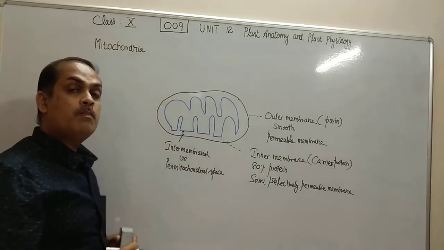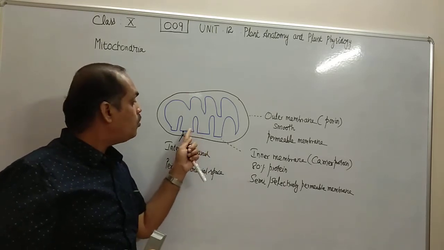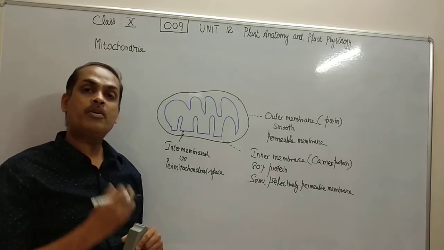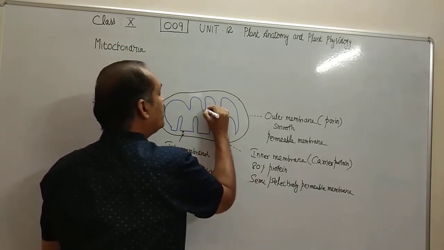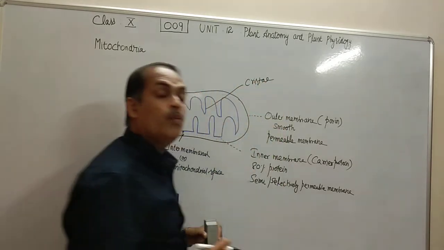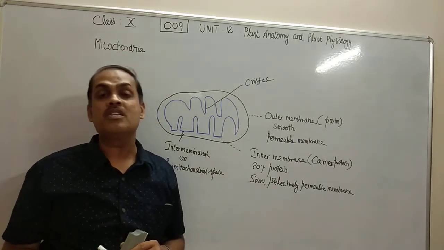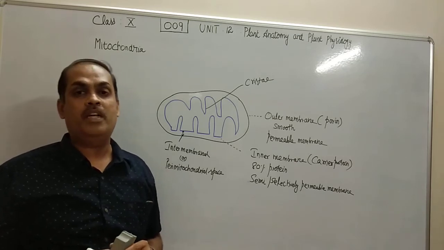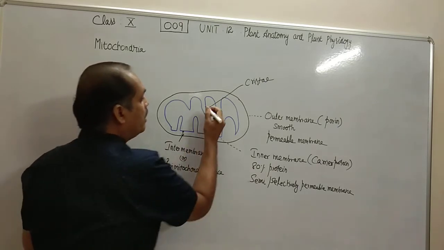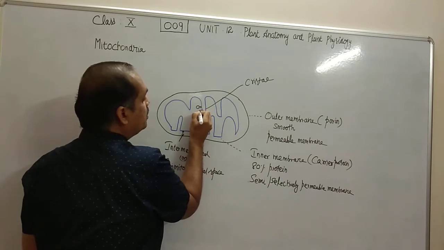Now, because of this space, we can see an outer compartment and an inner compartment. As we know, the inner compartment has a number of folds, or finger-like projections. We call these finger-like inner membranes cristae. The cristae increase the surface area of the inner membrane, which holds a number of enzymes necessary for cellular respiration.